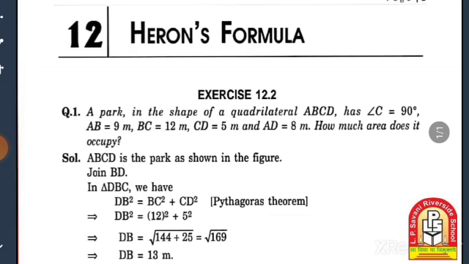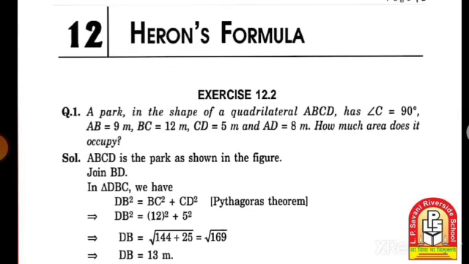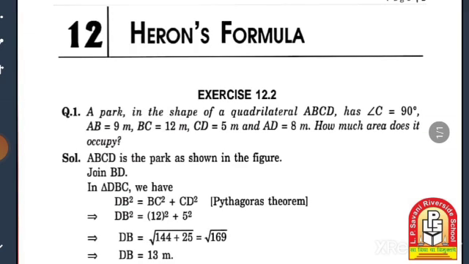Standard 9, chapter number 12, Heron's formula. In the previous lecture, we have already learned about exercise 12.1. In this lecture, we have to learn about exercise 12.2. In exercise 12.1, we understood how to use the formula to solve problems like finding the angle of the triangle and finding the area of the triangle.